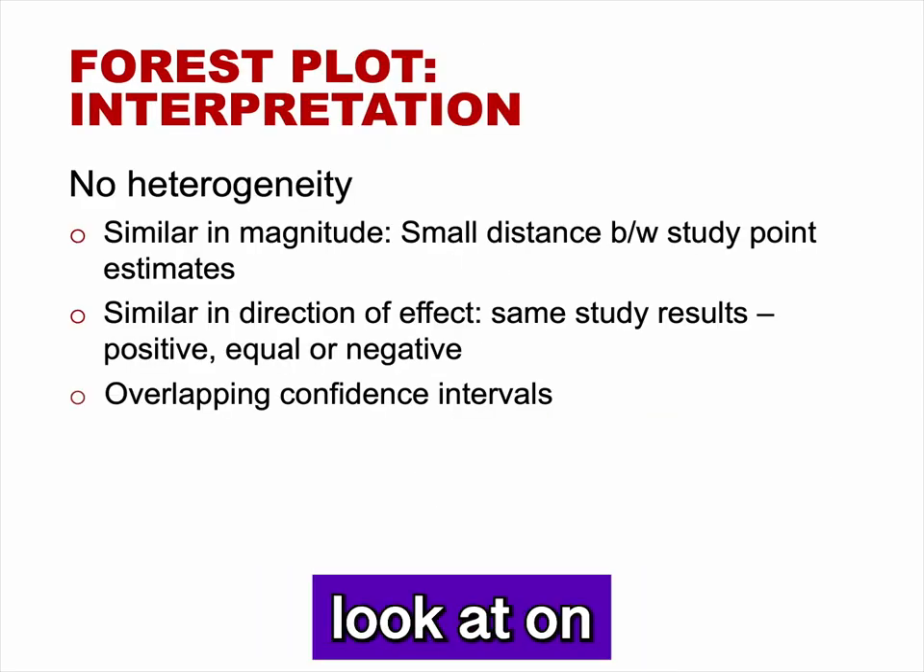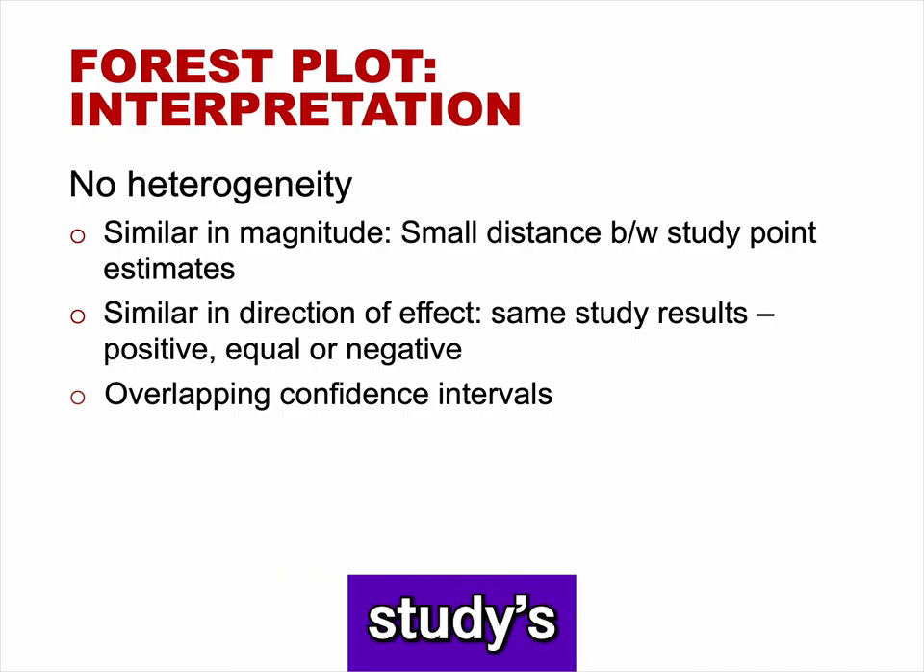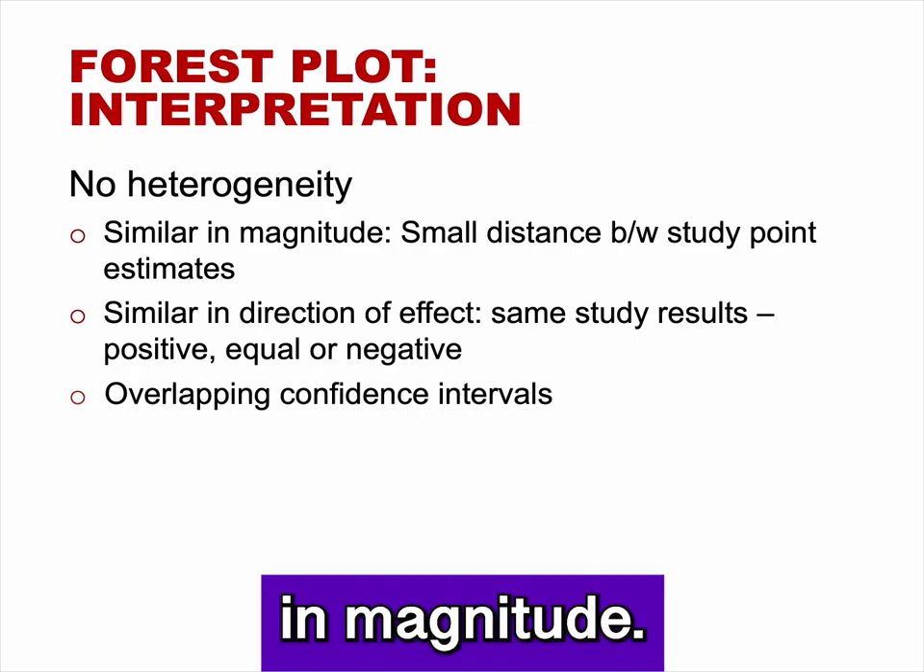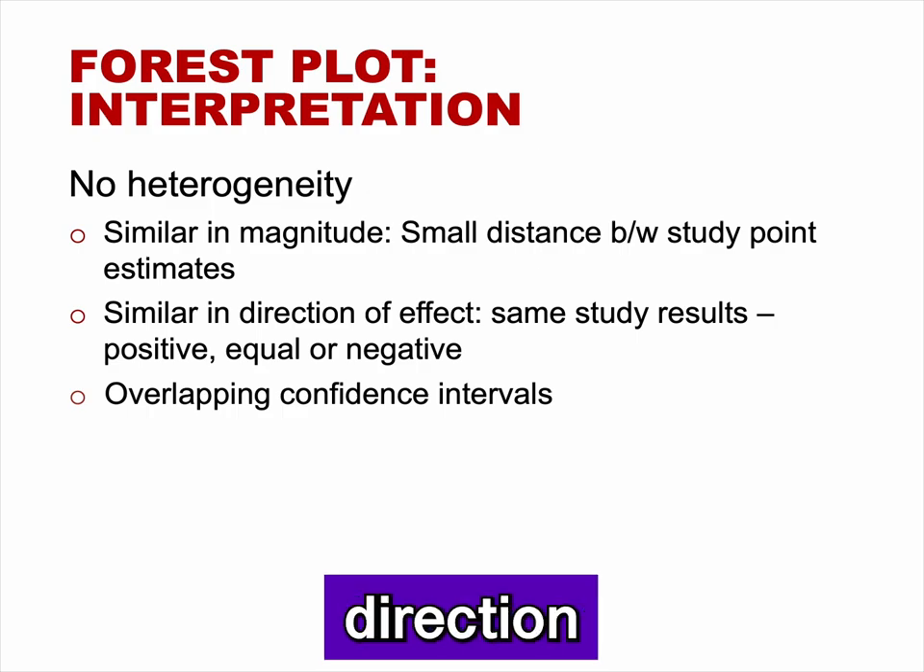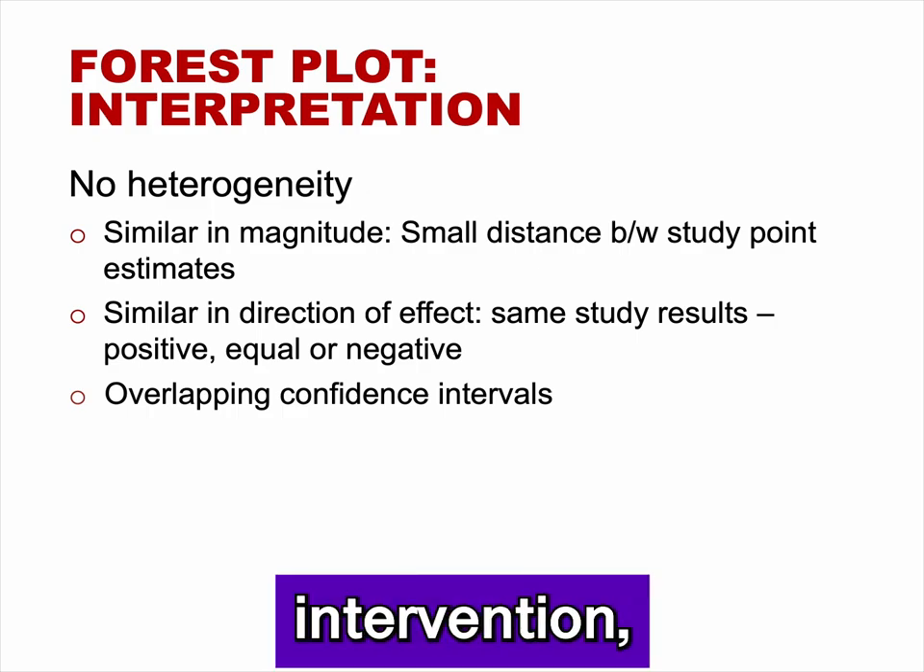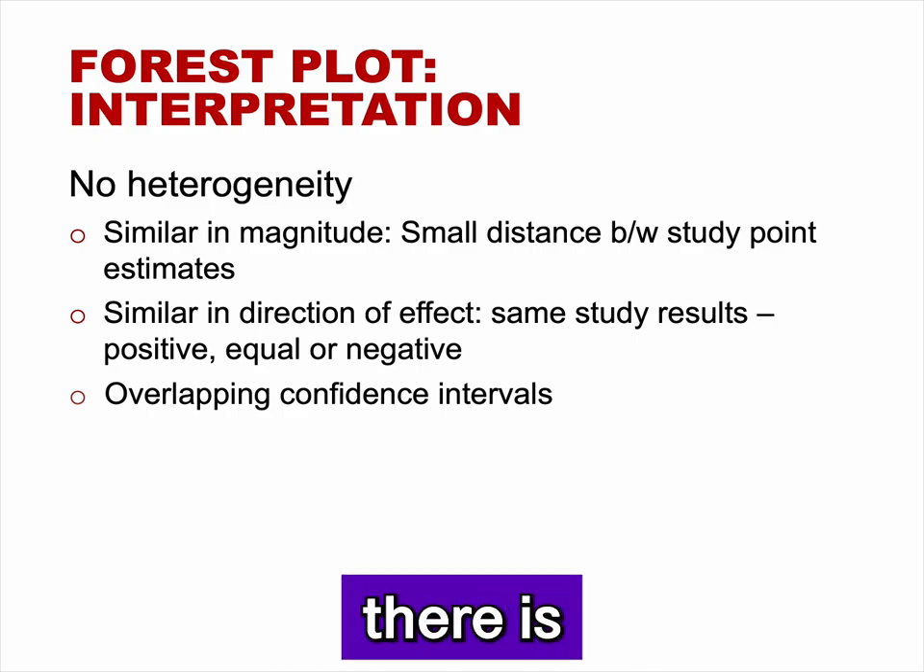There are 3 things we can look at on a forest plot to determine if the study's results are homogeneous. We can look at the clustering of the individual study's point estimates, in this study the risk ratios, to determine if they are similar in magnitude. We can also look to see if the study results all favor the same direction of effect, whether favoring the intervention, favoring the control, or if there is no difference between the intervention and the control.